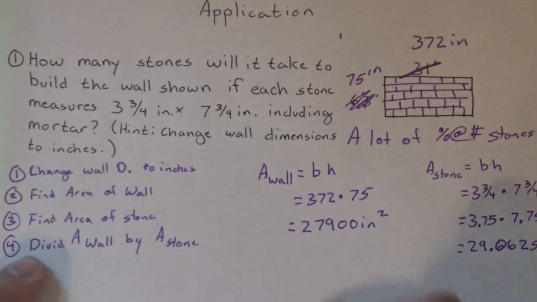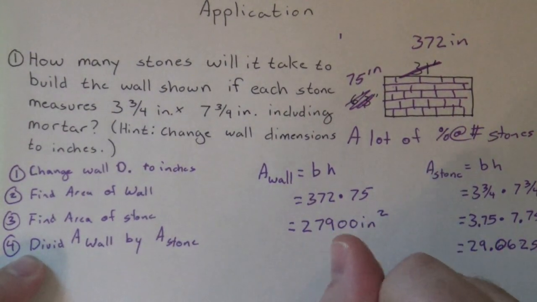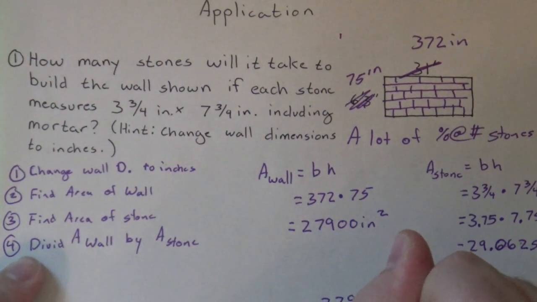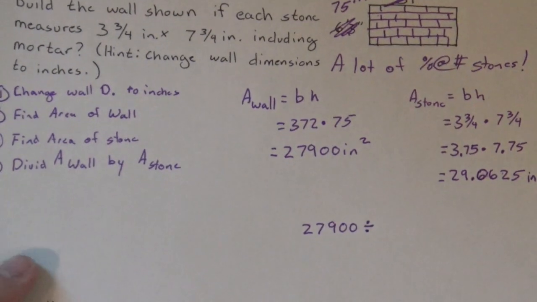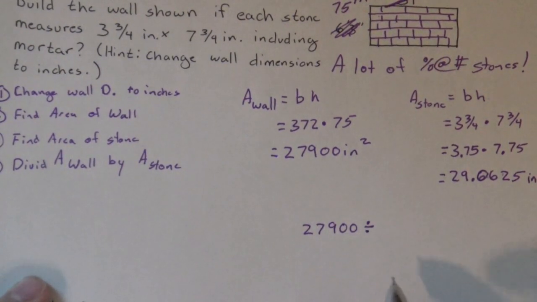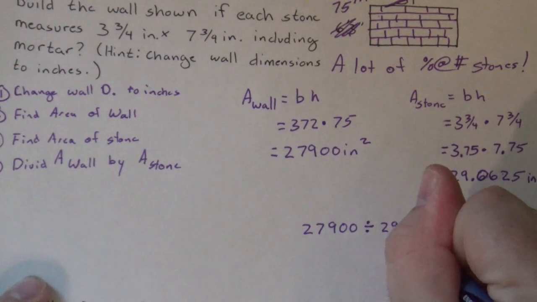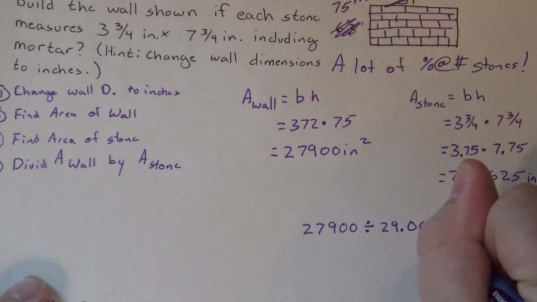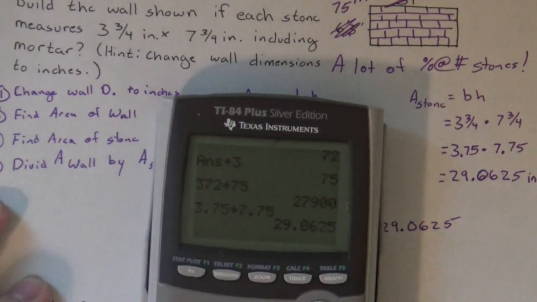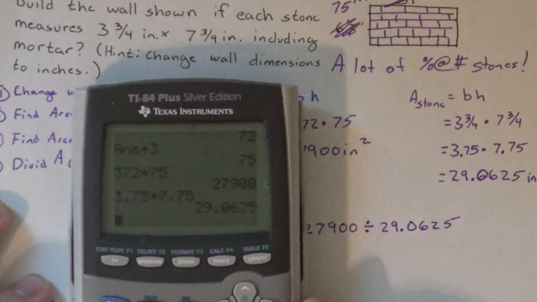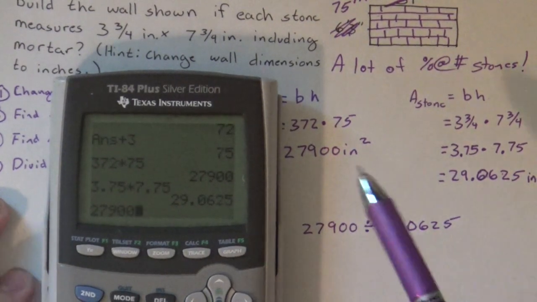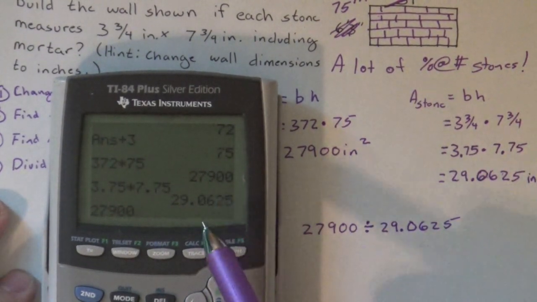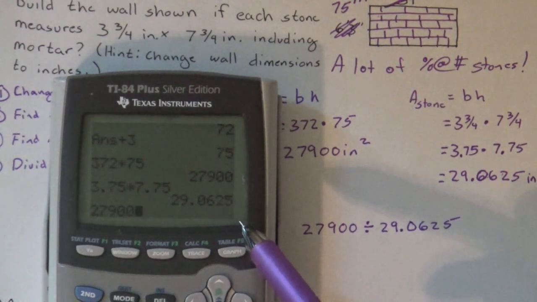So I'm going to write it down here. 27,900 divided by 29.0625. I'm going to show you a little neat trick in your calculator. I'm going to put 27,900 in the calculator, but it kind of gets to be a pain to put in 29.0625. That's not that big of a deal, but what if I want to be lazy and not use that?